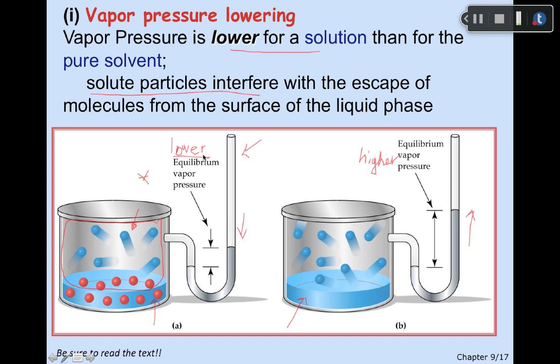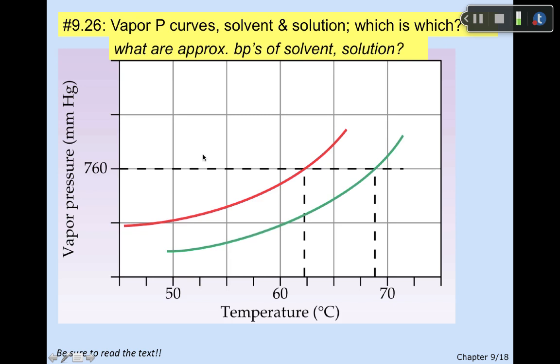Now, who cares? What's this vapor pressure got to do with anything? Well, if you recall from the end of chapter 8, vapor pressure is related to boiling points. And if you remember the definition, a normal boiling point is the temperature at which external pressure is equal to the vapor pressure. And a typical external pressure is 1 atmosphere, or 760 millimeters of mercury.